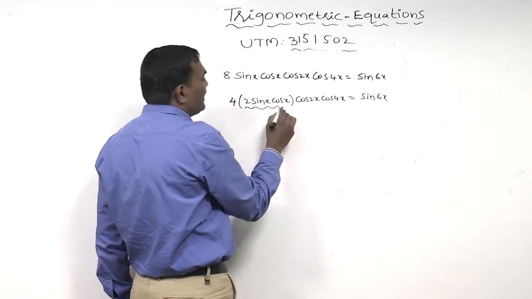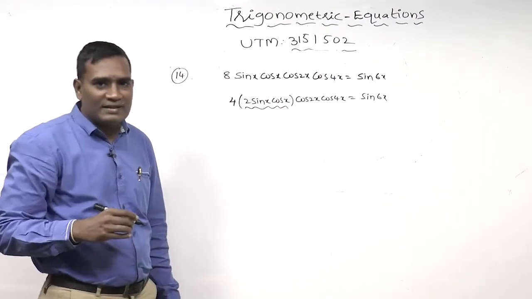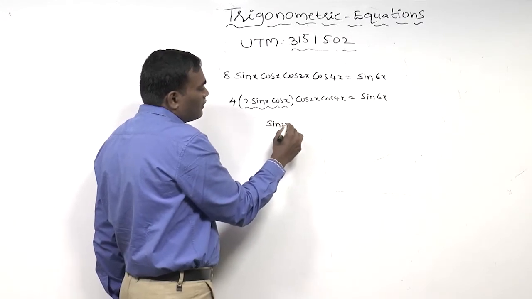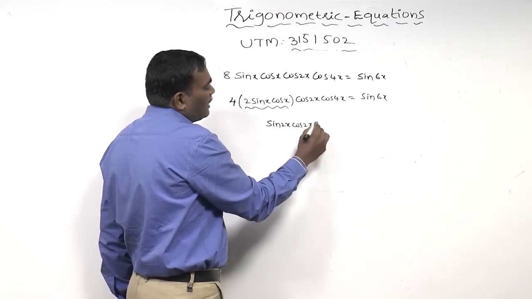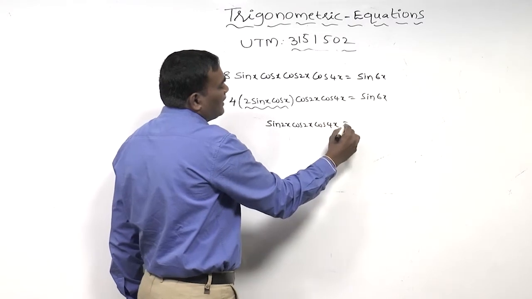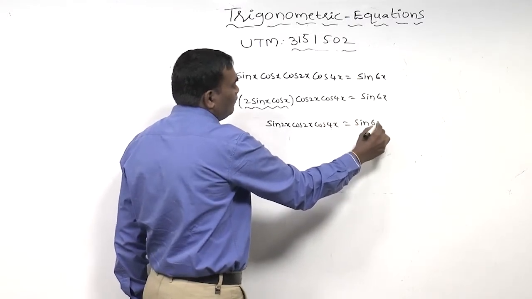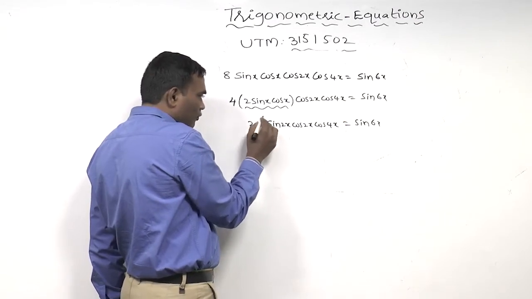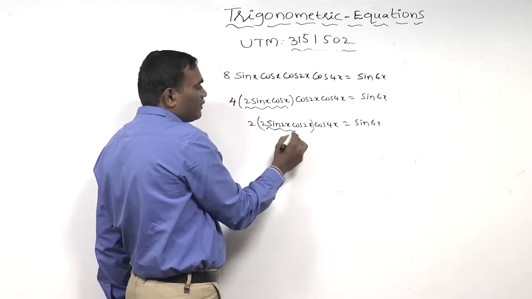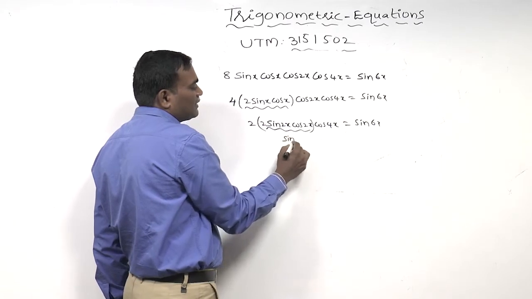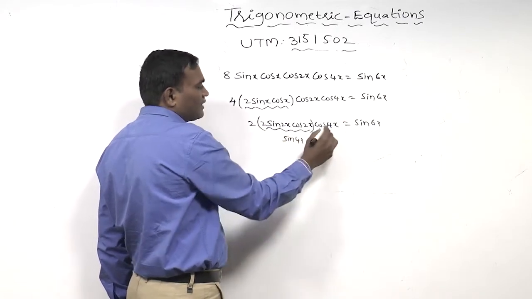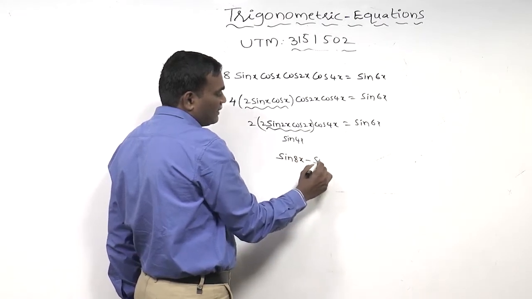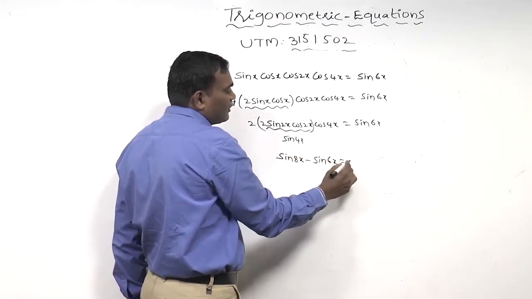Now, what is 2 sin a cos a? 2 sin a cos a is sin 2a. Sin 2x we can write, cos 2x cos 4x is equal to sin 6x. Okay, here 4 is there. 4 means again I am writing 2 into 2. What is 2 sin 2x cos 2x? Sin 4x. Again 2 sin 4x cos 4x is sin 8x. So sin 8x minus sin 6x is equal to 0.